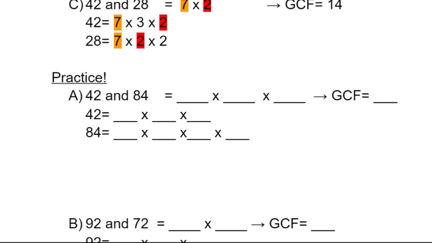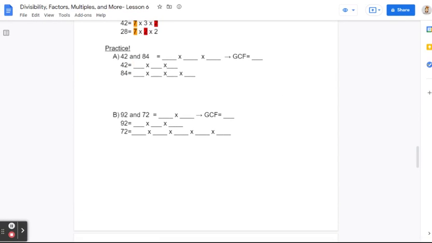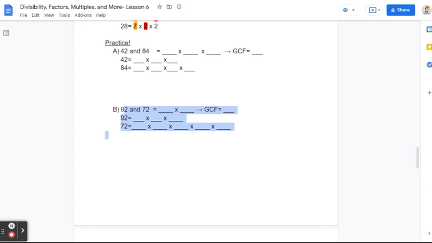Here you have the opportunity to practice. I have 2 practice questions. So for 42 and 84, and again, I've given you clues. Here there's going to be 3 numbers, here there's going to be 4 numbers, and then there's going to be 3 common numbers. You're going to multiply that to find the greatest common factor, and same with B.